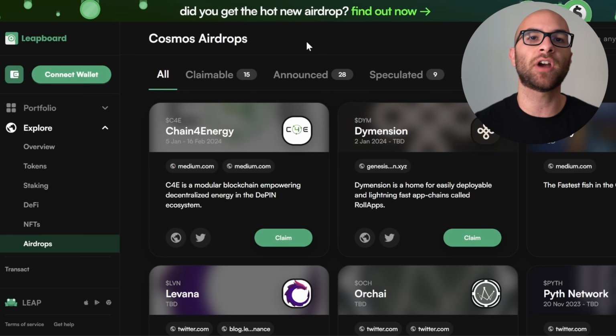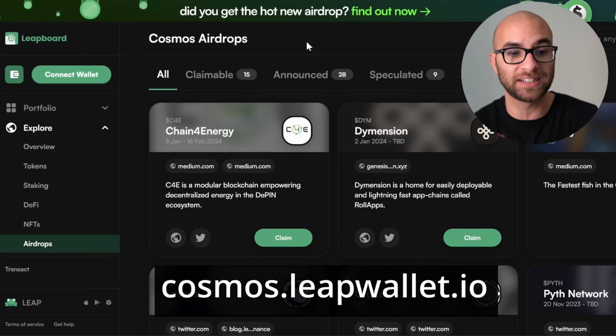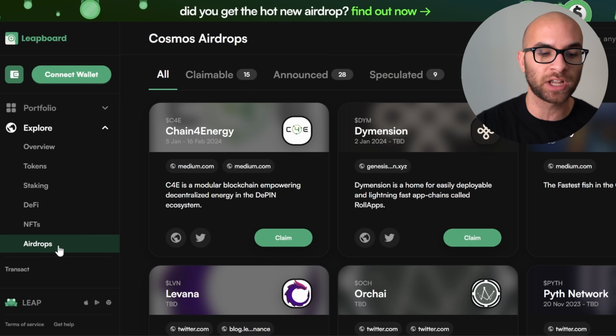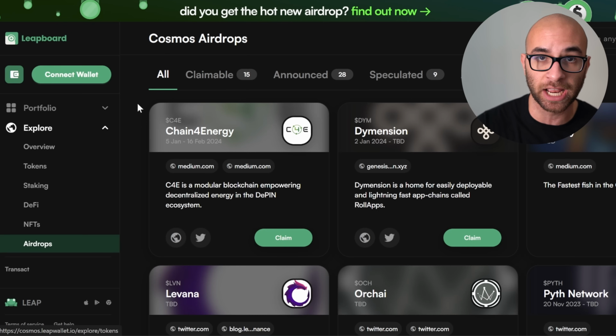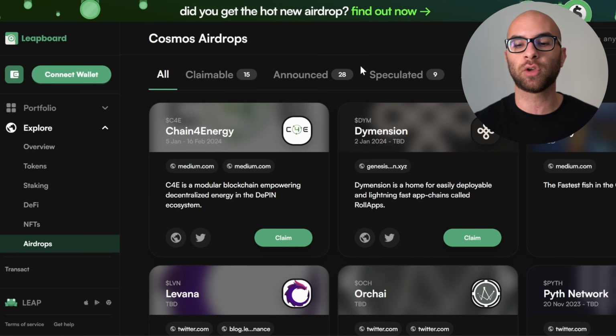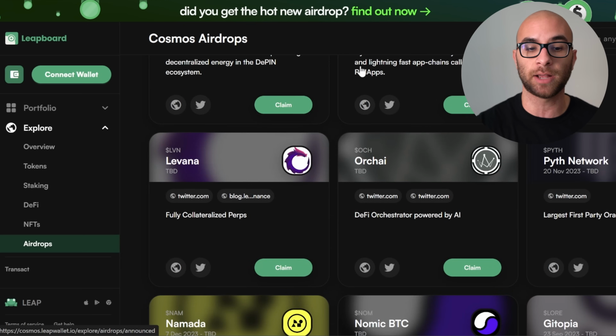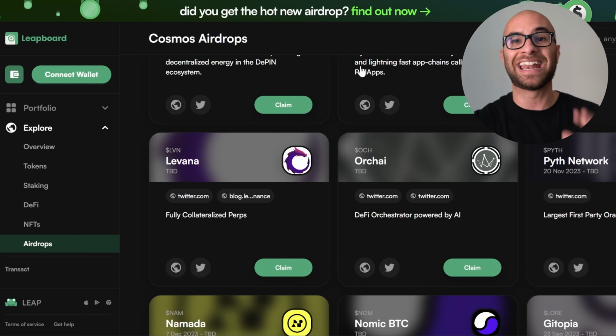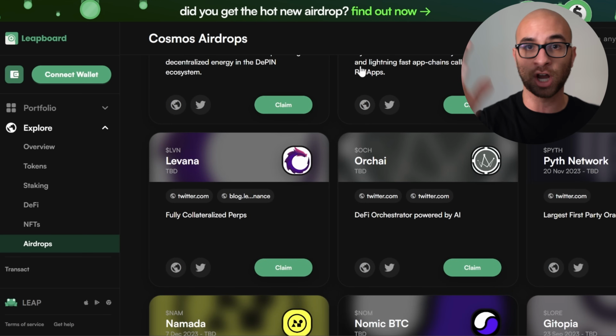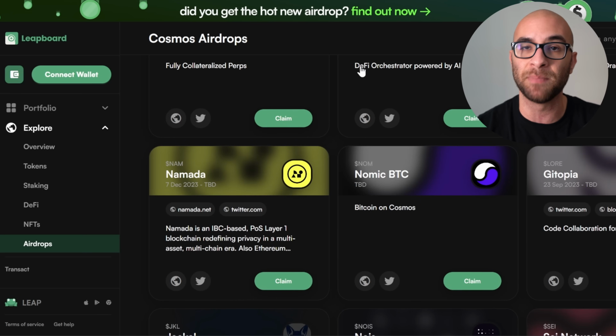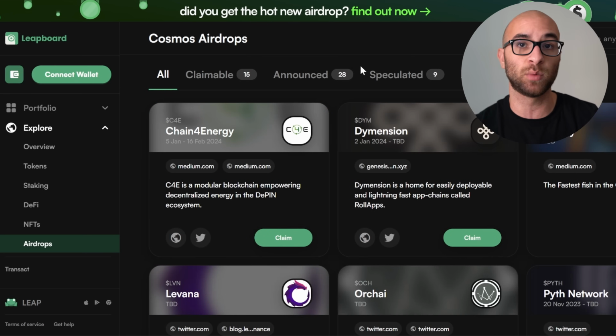Before diving into the different airdrops in this video, I highly recommend going to cosmos.leapwallet.io and actually exploring their different airdrops in this airdrop channel on the left side. And this is actually where I was able to find a lot of these different airdrops that are coming up that are in this video. And even though they don't have all of the airdrops on here, this is an absolutely amazing tool to use to stay up to date with everything happening.